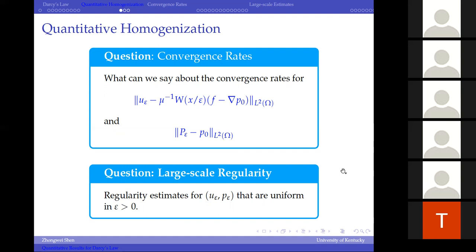Another class of questions concerns the regularity, which we call the large-scale regularity. That is the regularity of solutions that is uniform with respect to this small parameter epsilon. Lots of work has been done in the last 10 years for elliptic equations, in the classical periodic case, but also the stochastic case. But here we want to talk about this kind of question for the classical Darcy law.